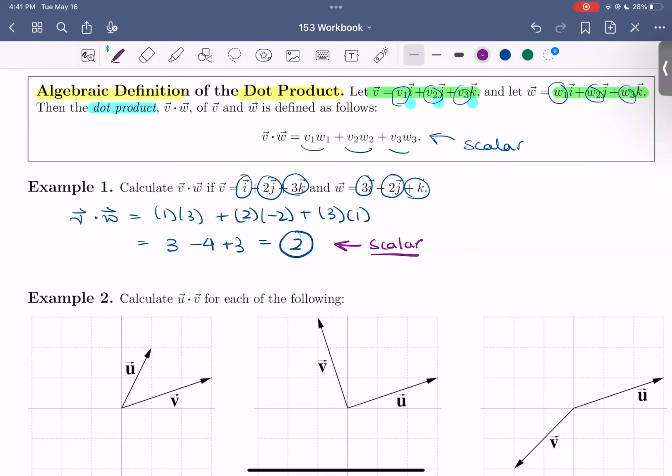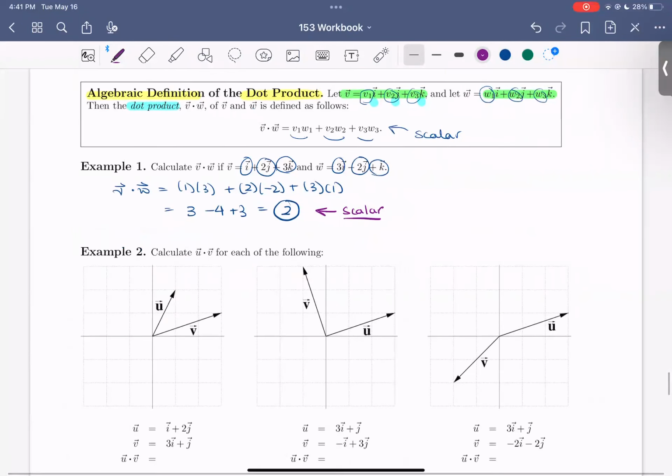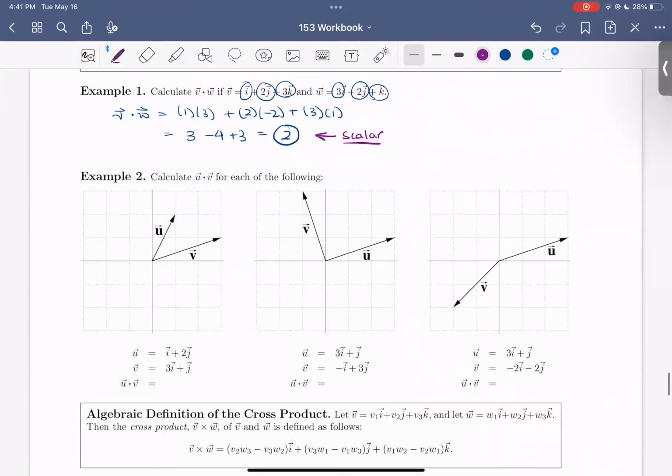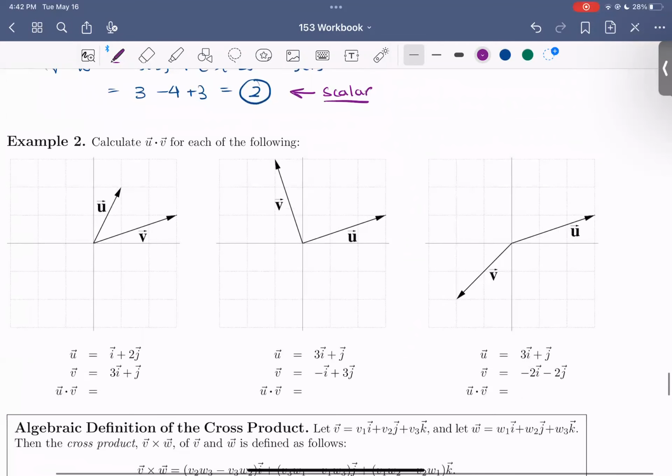All right, so let's look at example 2, where we're going to make sense of what this number is representing graphically. So in example 2, we're given 3 different graphs of vectors. And in each case, we're looking at u and v. And what we want to do in each case is calculate the dot product of u dot v. So first, let's go and just calculate the dot product for each case. If you'd like to pause the video right now, I encourage you to do so, work out these dot products on your own, and then check back in on confirming your answers. All right, and when you've done that, or if you'd like to follow along, let's continue.